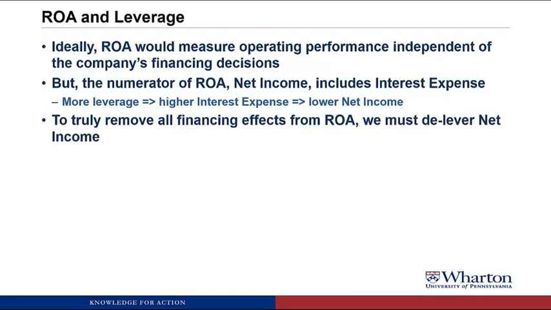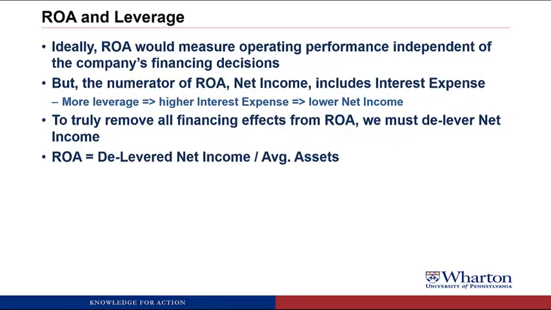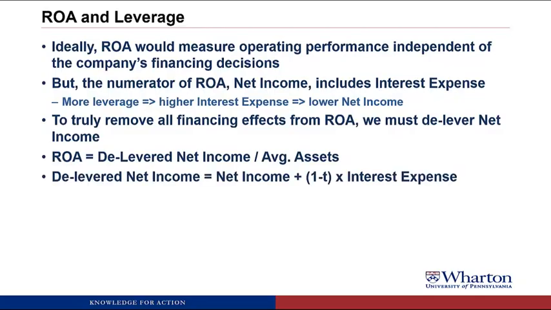So to remove the financing effects from ROA, we have to de-lever net income. We're going to define ROA as de-levered net income divided by average assets, where de-levered net income is net income plus (1 minus t) times the interest expense, where t is the tax rate. So what we're doing is taking after-tax interest expense and adding it back to net income. Then when we use this de-levered net income as the numerator in ROA, we get a measure of operating performance that's not contaminated by the company's financing decisions.